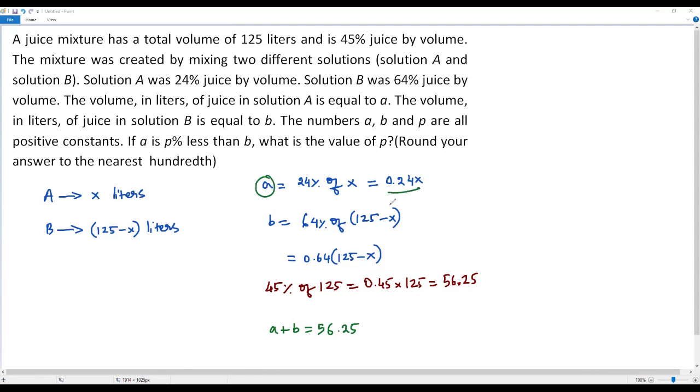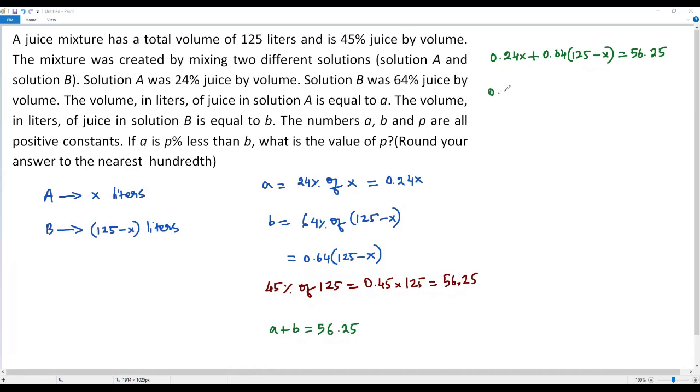Here it is 0.24x, and also for B we got the stuff that is over here. Now we can plug in this one and this one for A and B over here. Then we have 0.24x, a positive 0.64 times 125 negative x equals to 56.25. Now we have to solve for x in this equation.